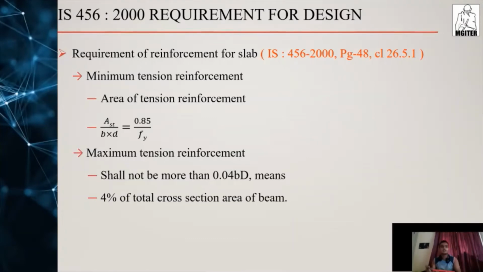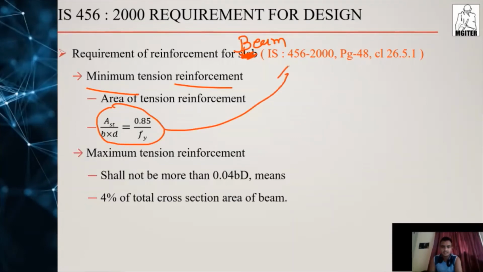Then after that, the requirement of reinforcement for a slab. Here is a beam. Requirement of reinforcement for a beam. Look here, there is a minimum tensile reinforcement. For the area of tensile reinforcement, we have an equation. This equation is given in IS 456:2000, page number 48, clause number 26.5.1. This equation is given in this IS code.